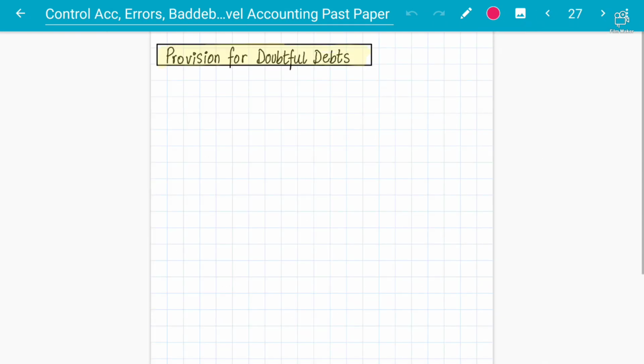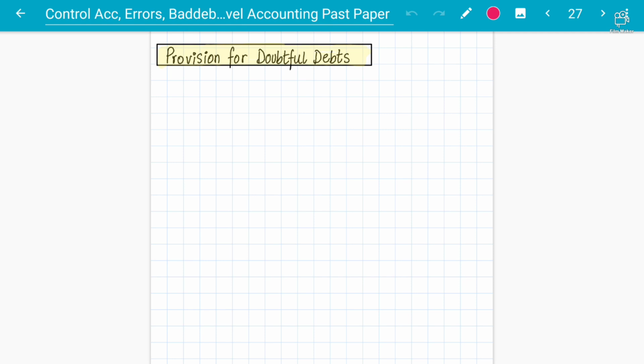But first we are not going into how to solve. First we are going to understand what the meaning is, what the learning is from provision for doubtful debts, and what type of theory questions you are going to get, so you can get full marks in at least the theory questions of the provision for doubtful debts.